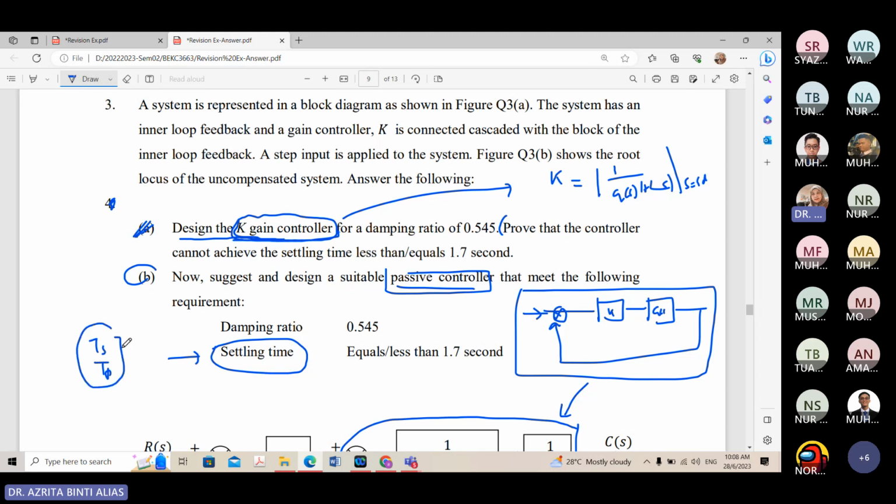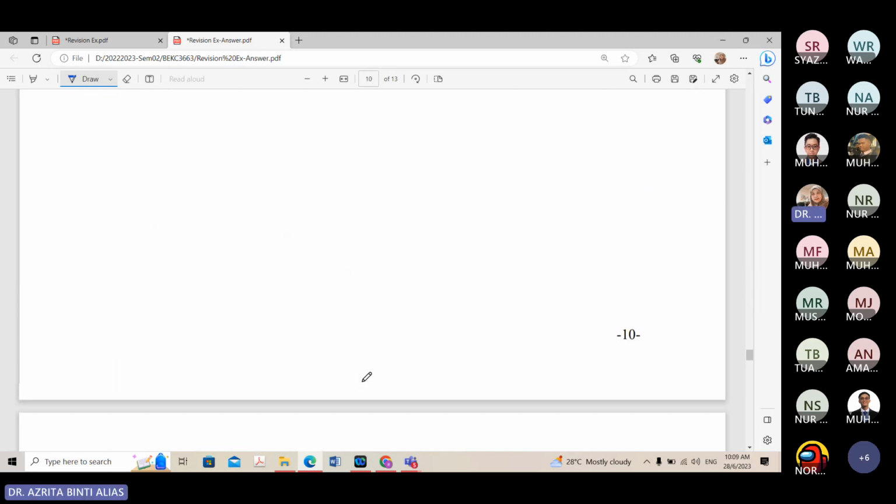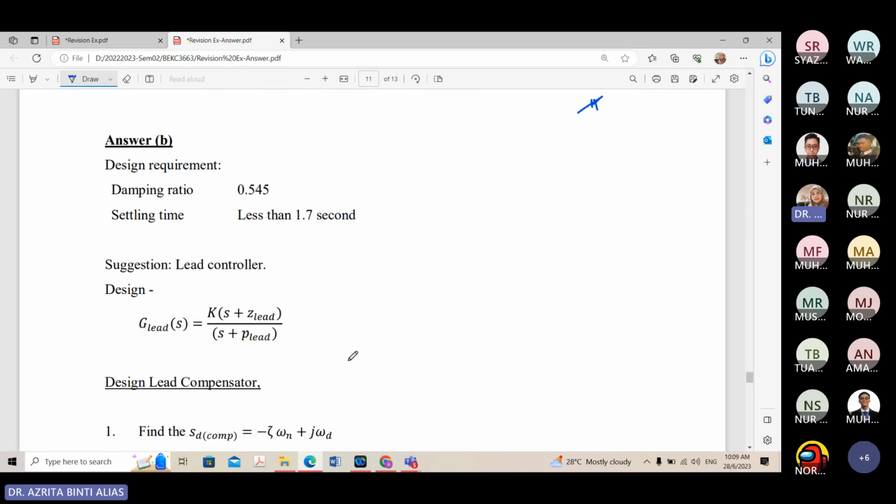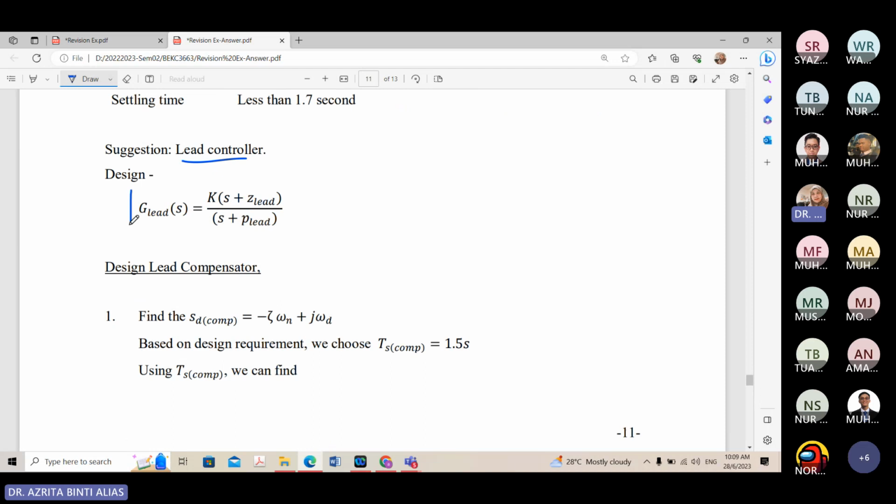So this is the characteristic that defines the transient. So that means we want to improve the transient response. So for the transient response, the most suitable passive controller is the lead controller. So lead controller, we will choose the lead controller. And then for the lead controller, we write the equation. So the key point for designing the lead compensator. So remember, the key point to design the lead compensator is the s_d compensator.